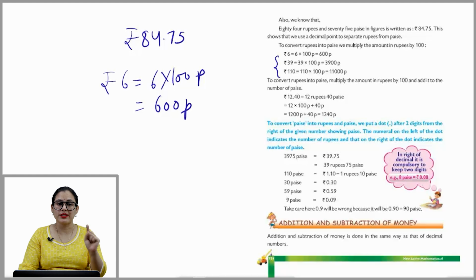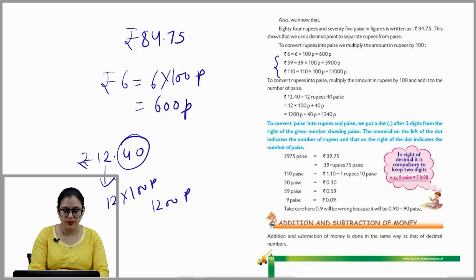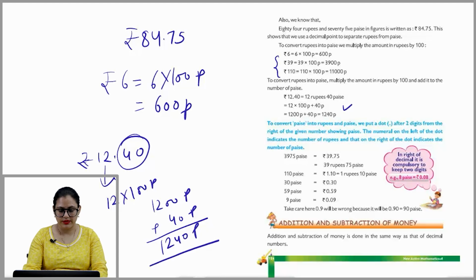To convert rupees and paise into paise, multiply the amount in rupees by 100 and add it to the number of paise. Okay, now we have 12 rupees and 40 paise. So we will convert only rupees into paise. So 12 into 100 paise is equal to 1200 paise, and we'll add this amount, which is 40 paise, to it. So the right answer is 1240 paise.